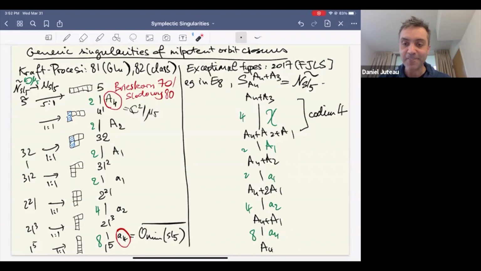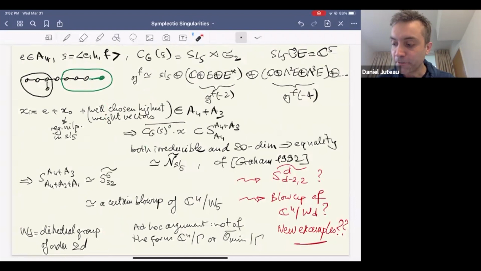And you can see it in the extended affine diagram of E8. So you have this affine node here, and you can take the regular nilpotent orbit in this Levi. And you have an SL5 which commutes. Well, you have the center of SL5, which is a mu5. Of course, it is in the centralizer. So they intersect in a mu5. But that explains why we have those two SL5.